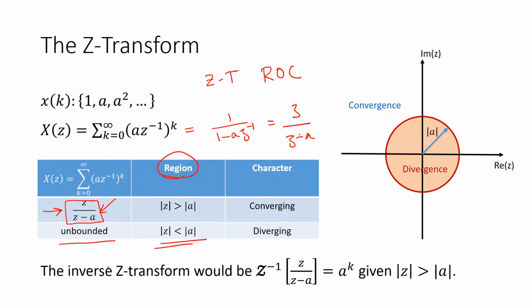From this you can also infer the inverse Z transform. The inverse Z transform of this particular thing would be a to the power of k, because the Z transform of a to the power of k is this. However, one has to mention that the inverse Z transform would exist in this region only. If nothing is mentioned, you must understand that one is talking about the convergent sequence only, not the divergent sequence.